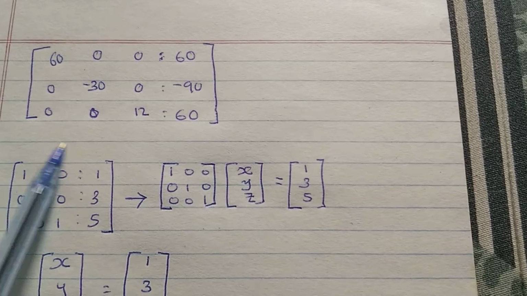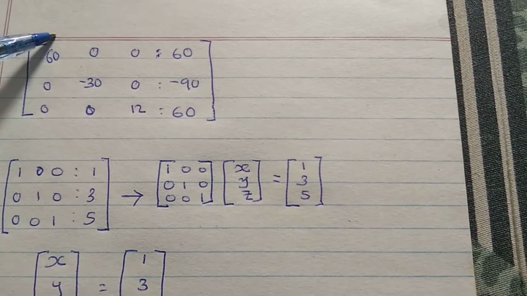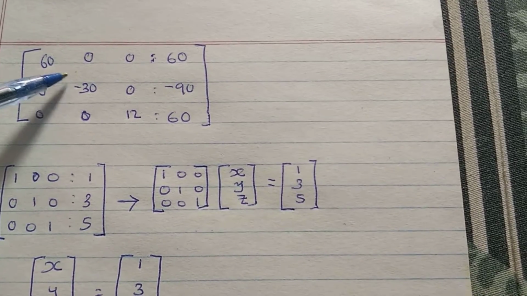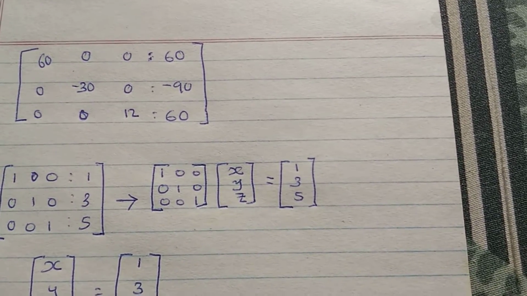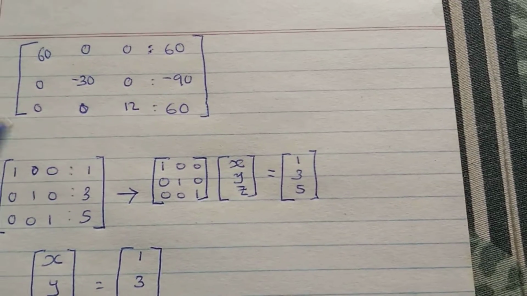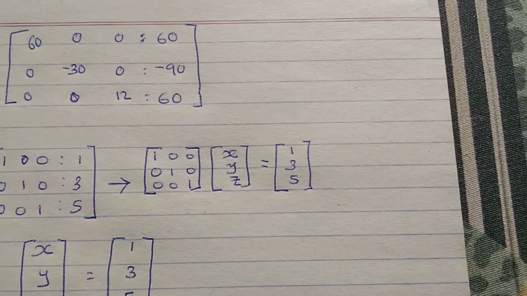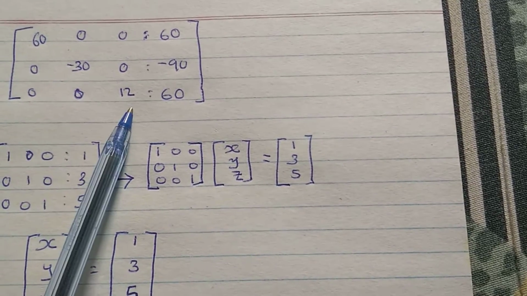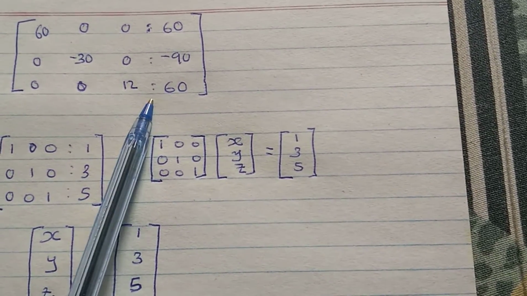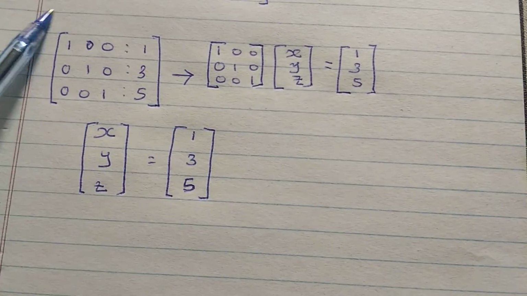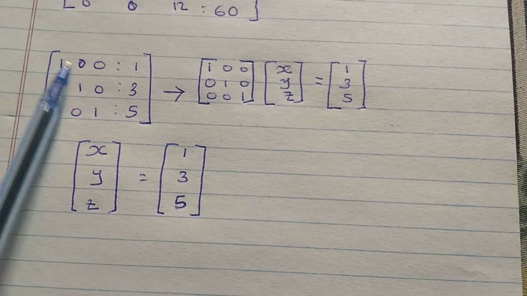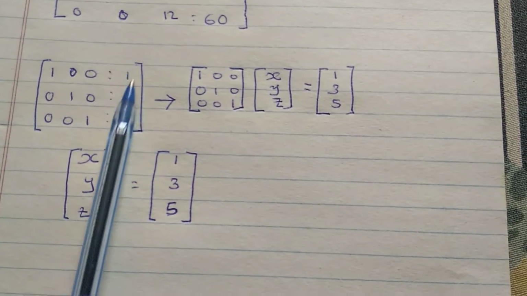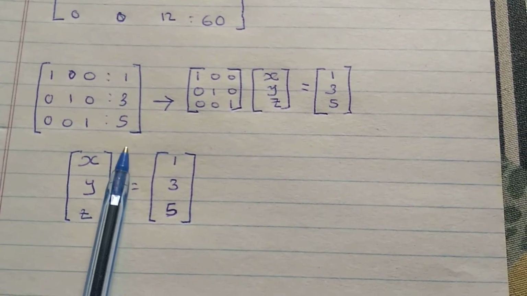But in this method, we must remain with the main diagonal as 1s. What does it mean? It means we are going to divide the first row by 60, the second row by -30, and the third row by -12, such that we obtain this major diagonal as 1s. And then these ones automatically become the values of x, y, and z.